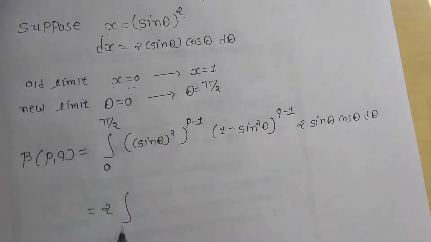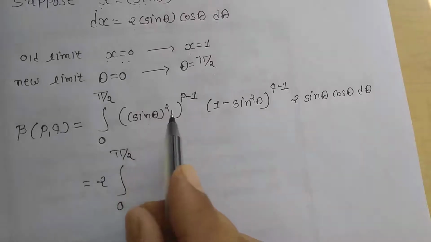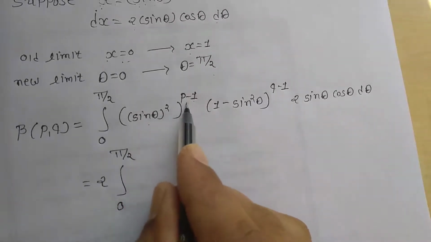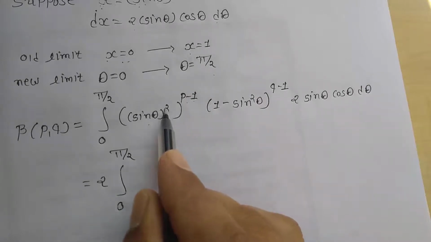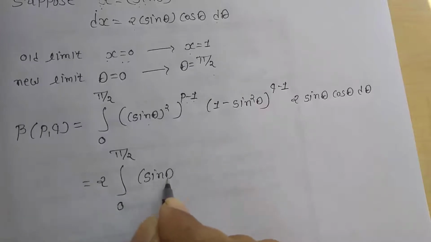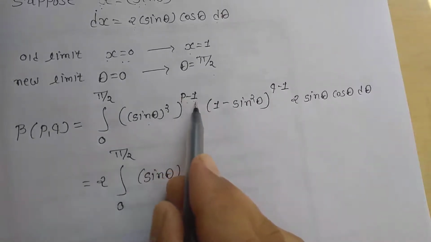Limit is 0 to pi by 2. Here sine square raised to p minus 1 is a power of a power, so we multiply the powers. And it is sine theta. First power is 2, then power is p minus 1.